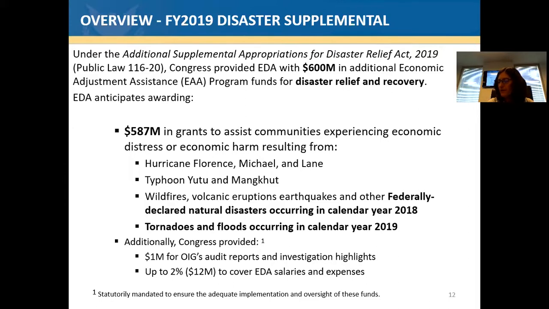Additionally, you may be interested to note that floods and tornadoes that are declared major disasters after the release of this NOFO are eligible to apply for funding. So we encourage you to look at our Notice of Funding Opportunity, Section C2, to see a description of eligibility.